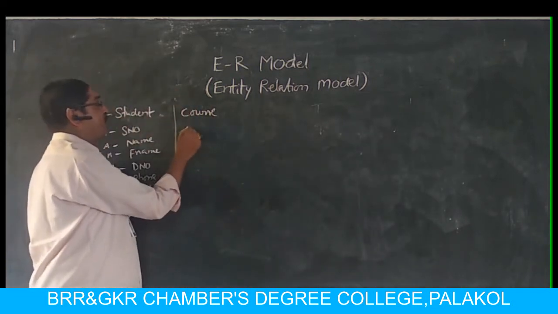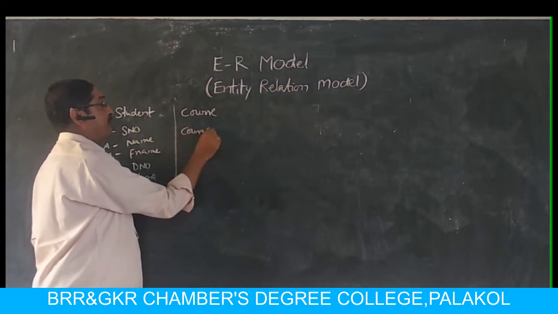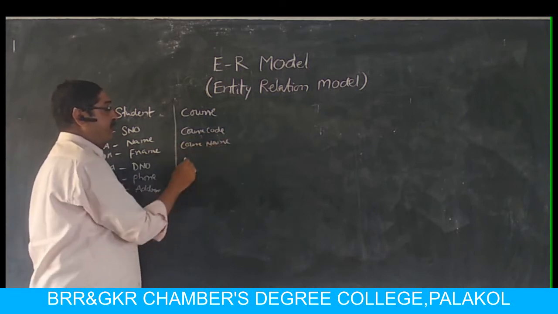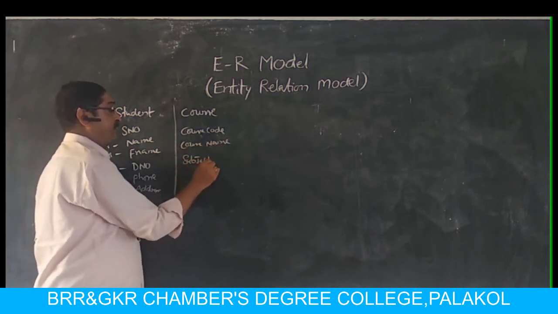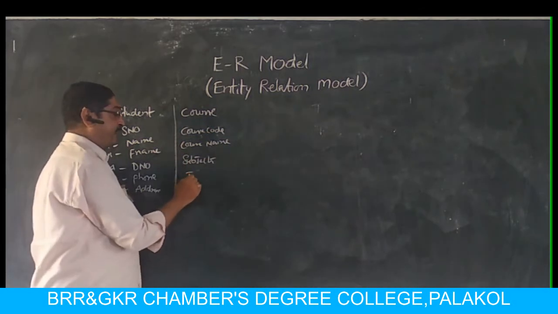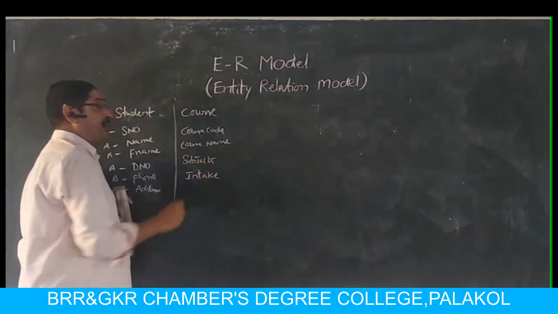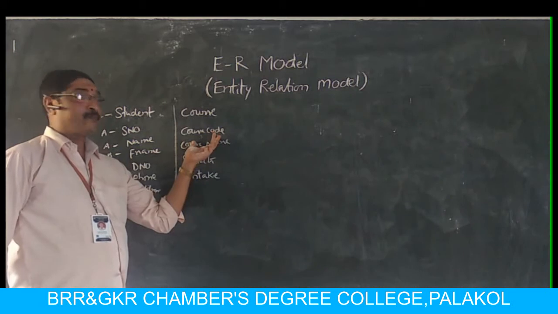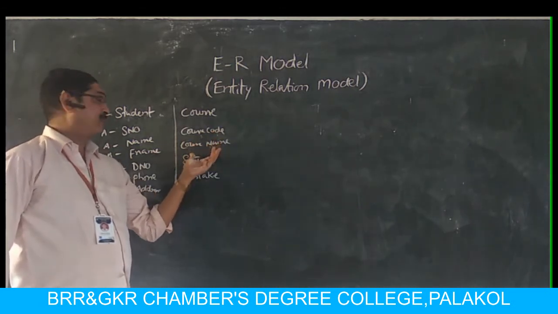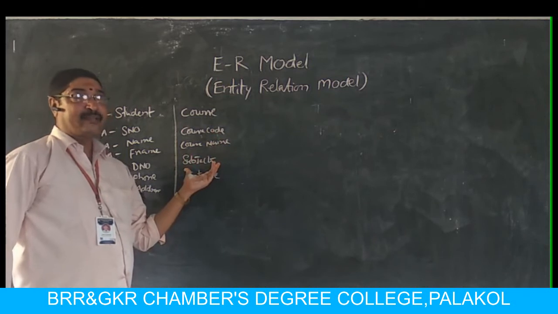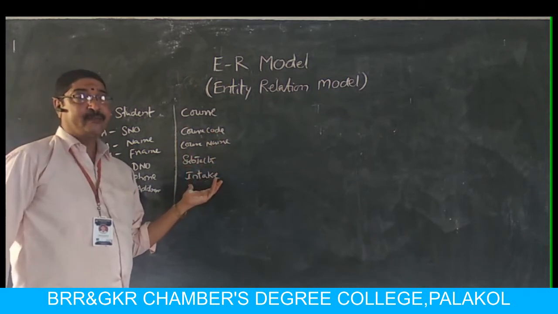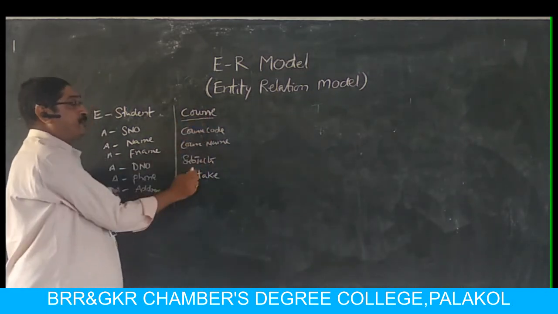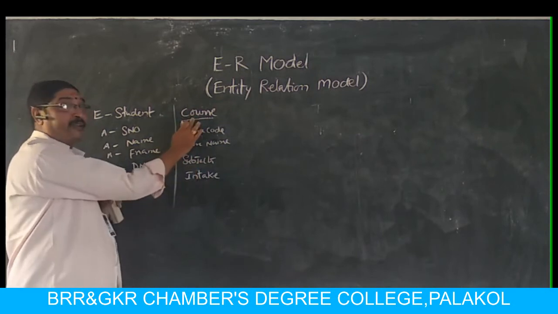So, for course, I'm taking course code, course name, subjects, and intake, like that. For example, if you take course code C001 and course name MPCS, subjects, maths, physics, computer science, and intake 60. Like that, this course will have some attributes. So it is represented as entity, and these are attributes.